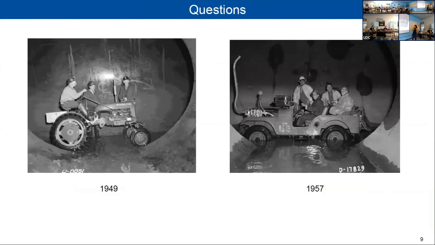And these are just some pictures. So just for some scale, this is an actual Jeep that they drove through in 1957, the last time that it was dewatered.